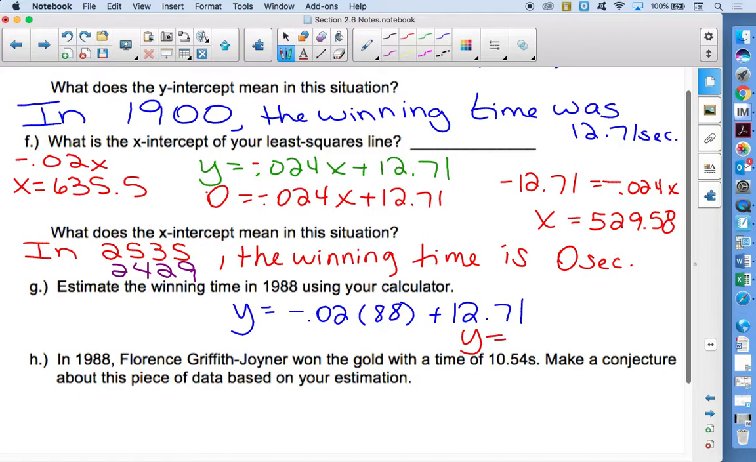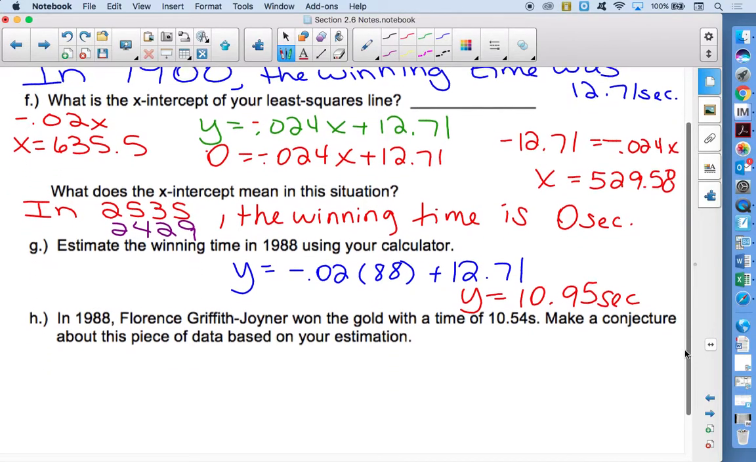And this is 10 point... is it 95? Yes? So 10.95 seconds if you just use 0.02. Damon, if you plug it into your problem with the negative 0.024, what time did you get? I got 14. Okay. So it's a little different using the extra decimal place.